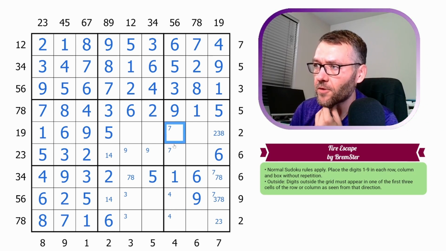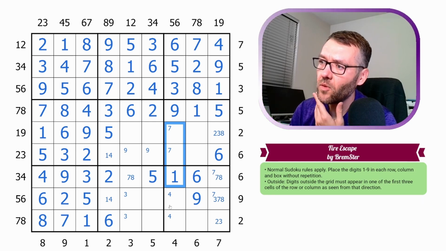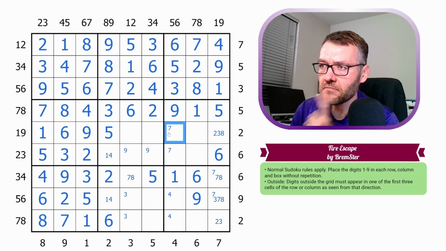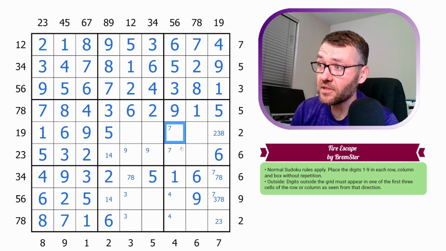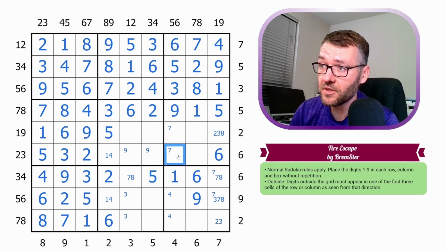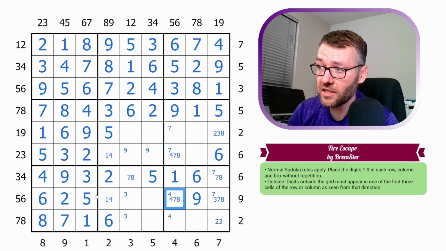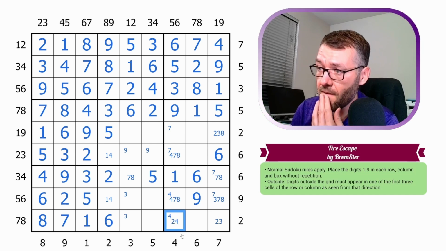Okay, we need 4 digits left for this column, which are a 2, 4, 7, 8. This can be any of them, it looks like. This can't be a 2, so this is 4, 7, 8. This is 4, 7, 8, because it can't be a 2. And this is just 2, 4.